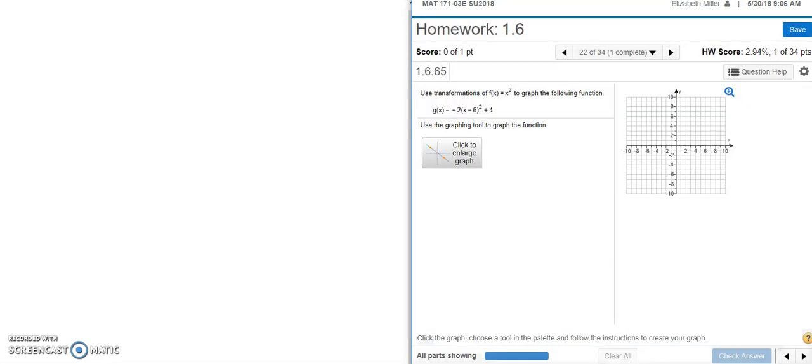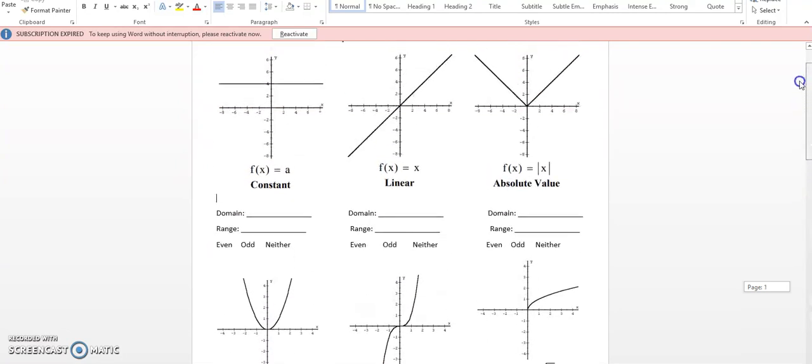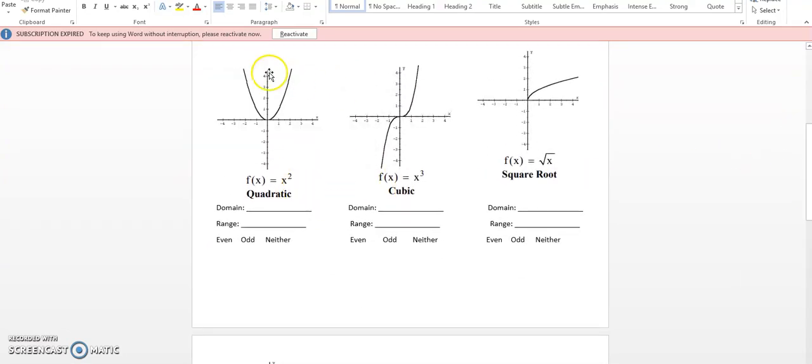Okay, so this one's not a multiple choice, and that's why I wanted to do this one. We have several things going on in our equation here. So we're going to start with f of x equals x squared, and we're going to graph -2(x - 6) squared + 4. Now x squared is one of our parent functions. If we go up here, x squared makes a parabola, a U shape. So we already know this is going to be a U shape.